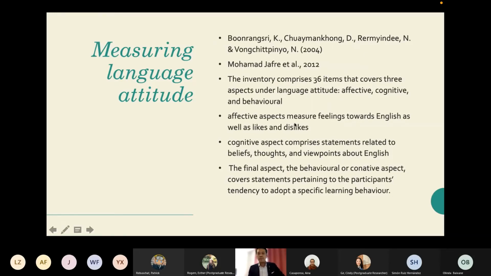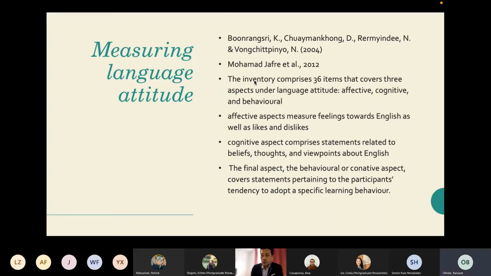So what's different in this study? I've tried to adapt an instrument by some Thai researchers, Bunrang Sri et al., and Muhammad Jafri et al., that used an inventory comprising 36 items that covers 3 aspects under language attitude: affective, cognitive, and behavioral.